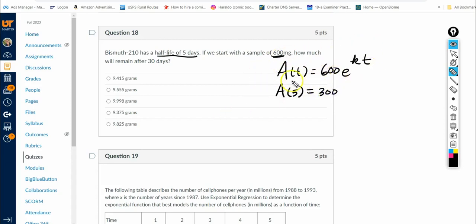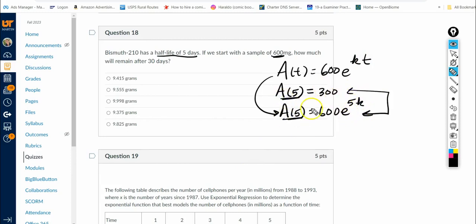But I have a formula here, and if I let t equal 5, it'll become this: e to the k times 5, which I'm going to write as 5k. And now these two are both the same thing. They're equal to A of 5. So I'm going to put them equal to each other. And this is how I'm going to find out what k is.